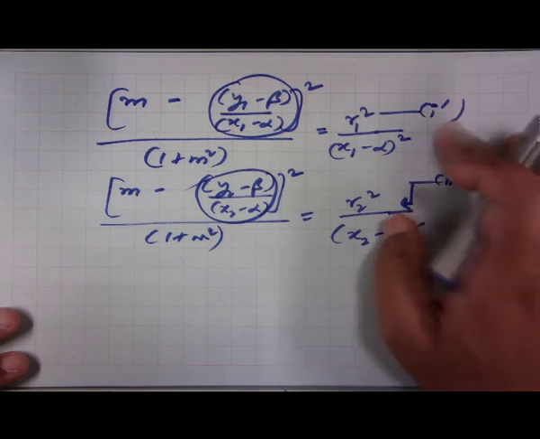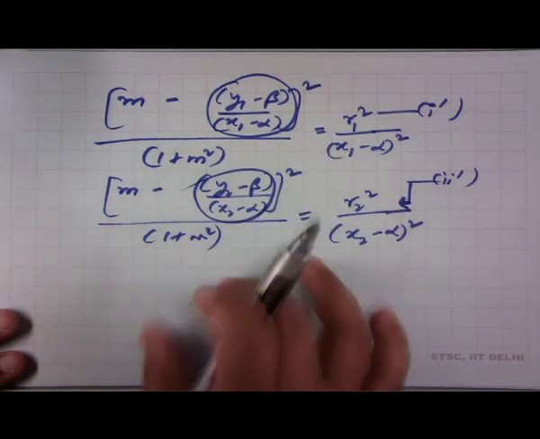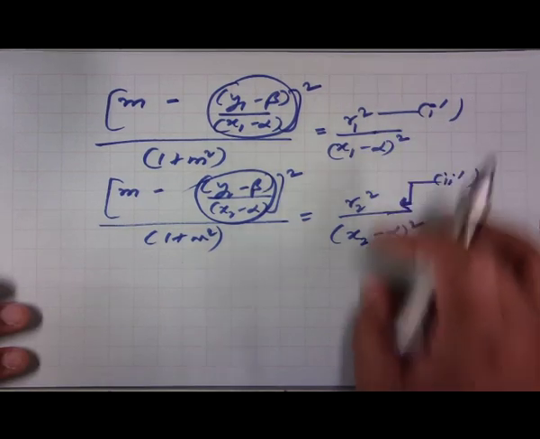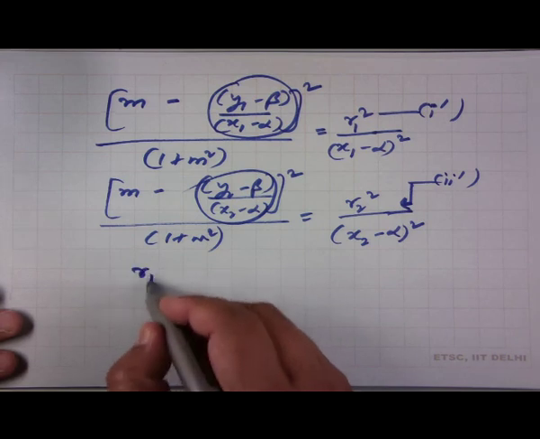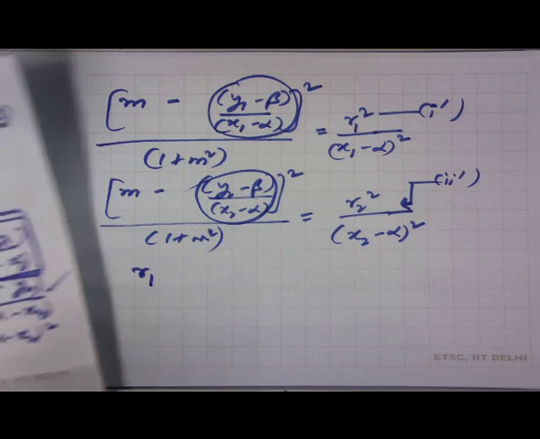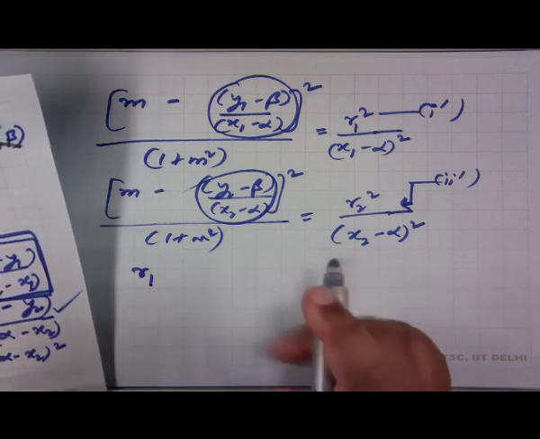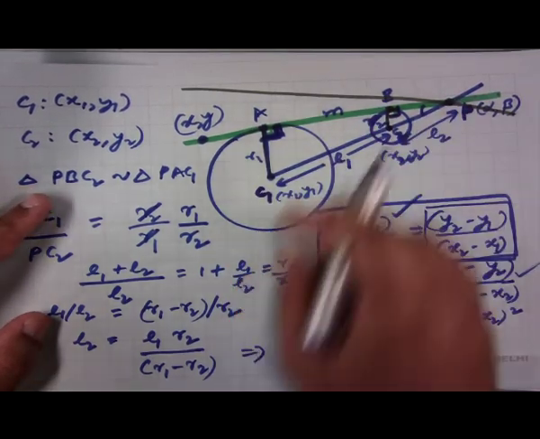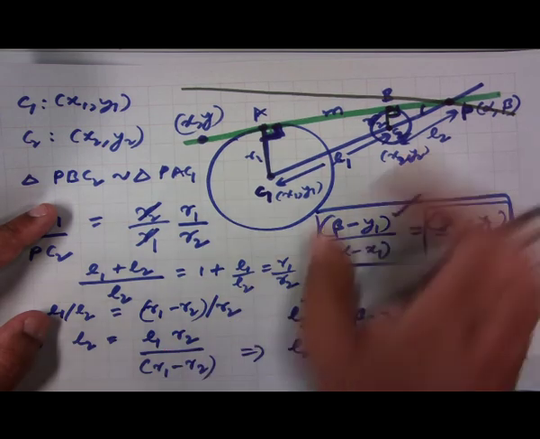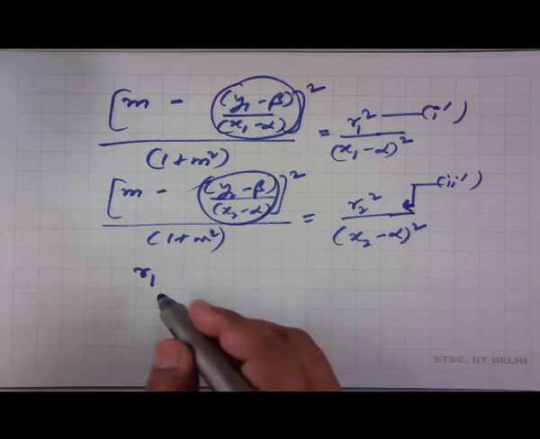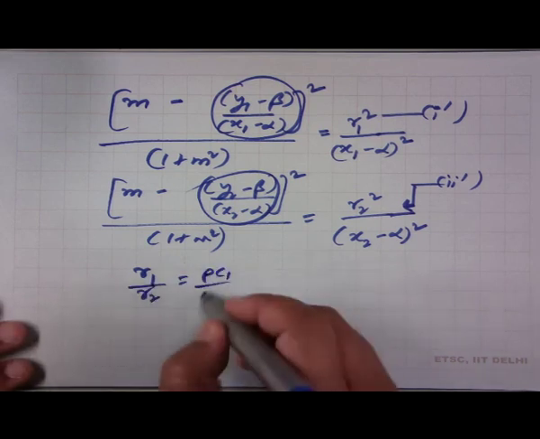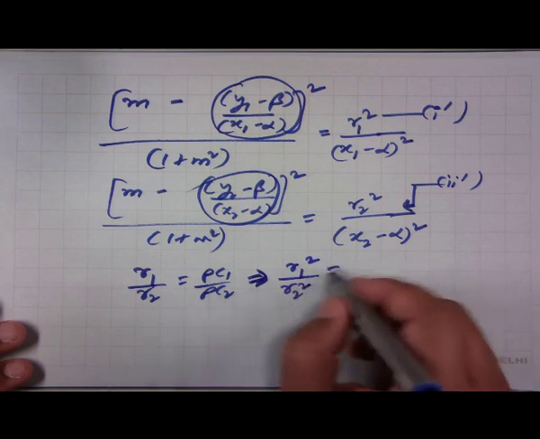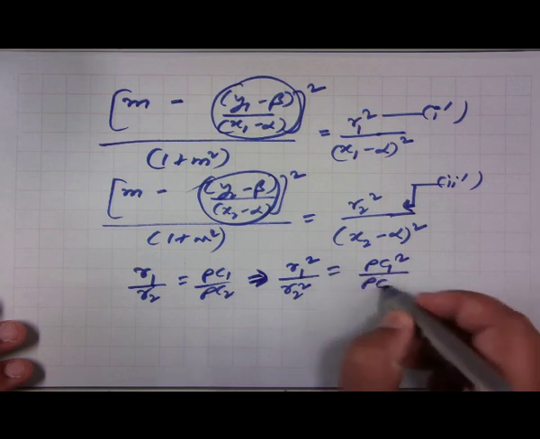So, therefore, what we see is in both these equations 1 and 2, the left hand side is the same. And now, what about the right hand side? It turns out that the right hand side is also the same, because if we go back to the similar triangles, we see that R1 by R2 is equal to PC1 by PC2. So, if you remember, R1 by R2 is PC1 by PC2, which implies that R1 square by R2 square is PC1 square by PC2 square.